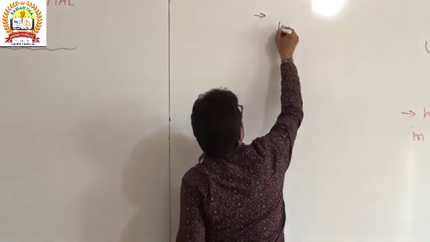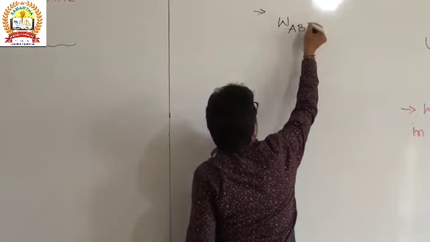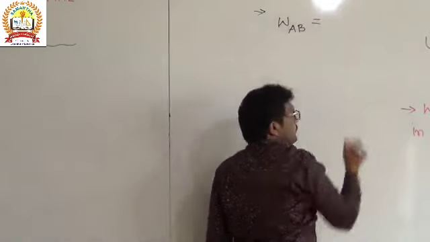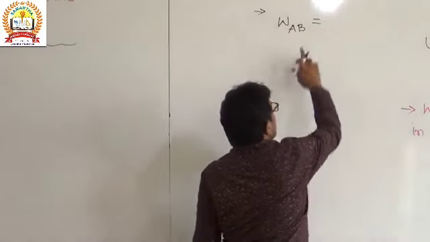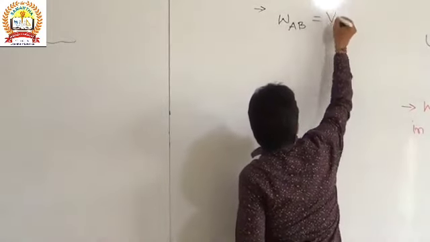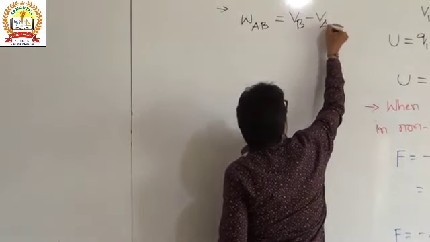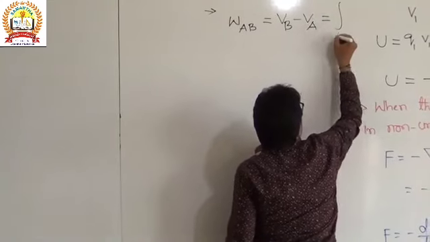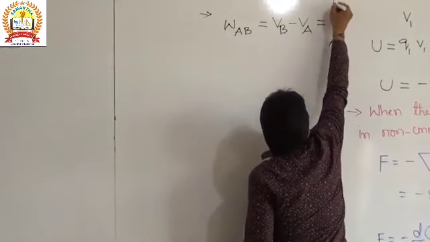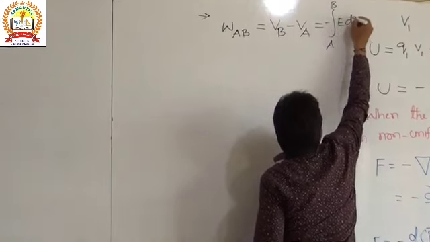So for that we want to write the potential difference. The work done from A to B is equal to the change in potential energy. We can represent it with the potential difference: VB minus VA is equal to the integral from A to B of minus E dr. This we know.